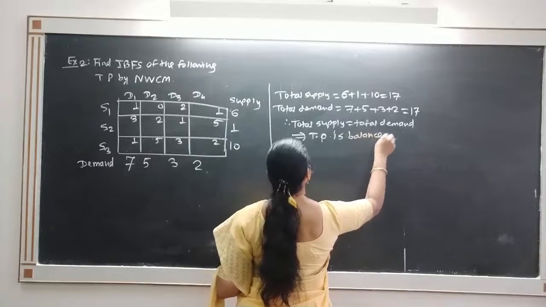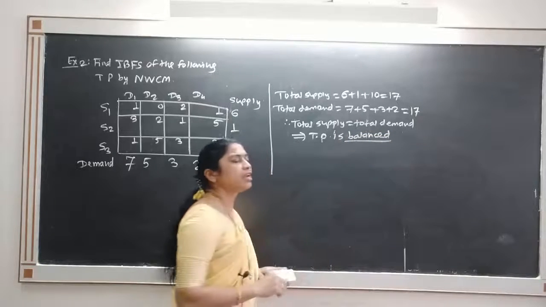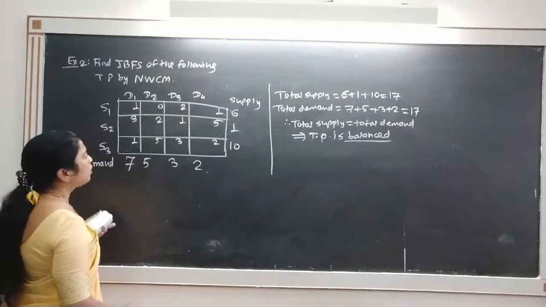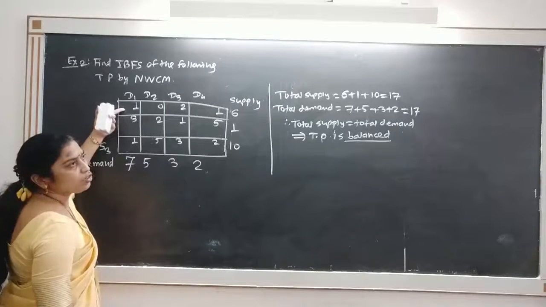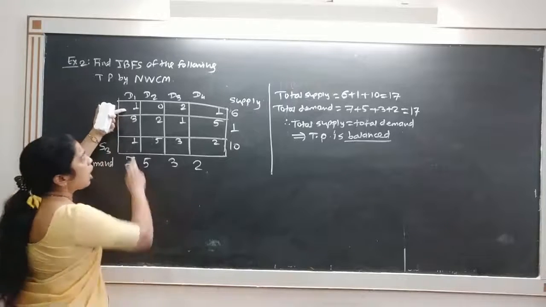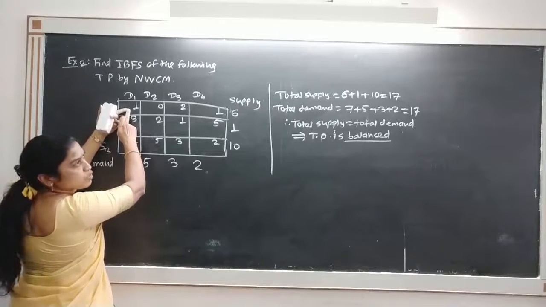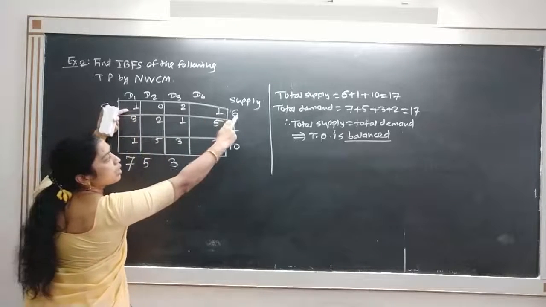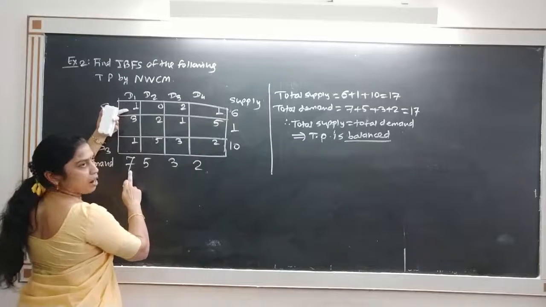And if it is a balanced transportation problem, we can start with our method. What is the northwest corner method? Always start at the northwest corner, that is the upper left corner, and allocate as much as possible to this cell, which is the minimum of the corresponding supply and demand.